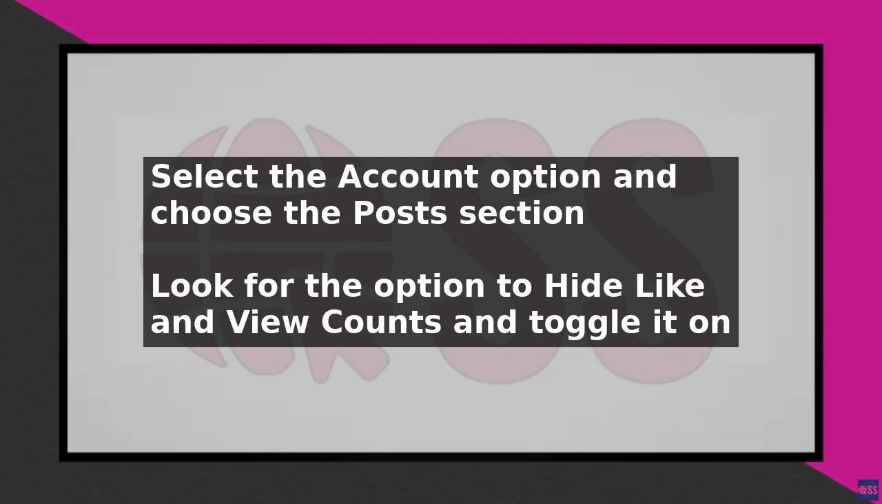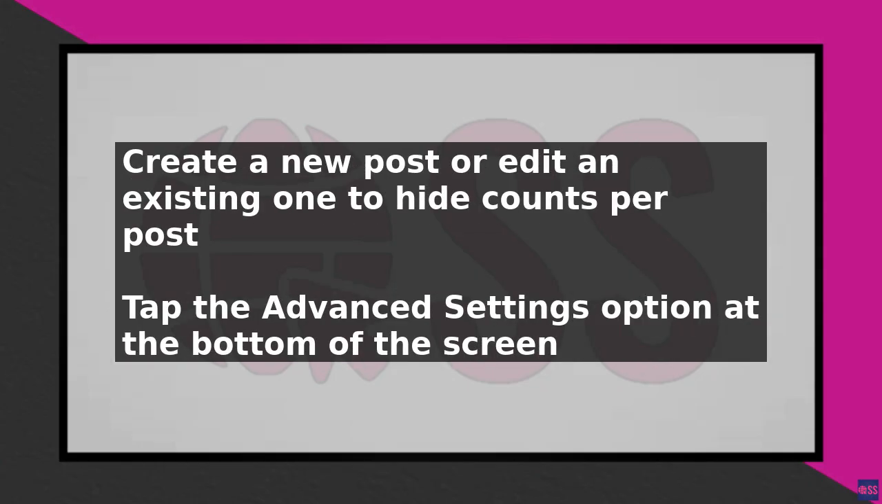Alternatively, you can also choose to hide like and view counts on a per post basis. To do this, start by creating a new post or editing an existing one. On the post editing screen, tap the Advanced Settings option at the bottom of the screen. In the Advanced Settings menu, look for the option that says Hide Like and View Counts and toggle it on. This will hide the like and view counts for the specific post you are creating or editing.